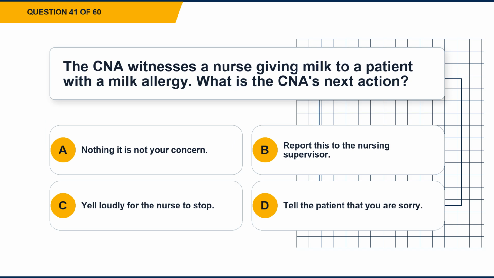microorganisms. Question 41. The CNA witnesses a nurse giving milk to a patient with a milk allergy. What is the CNA's next action? Option A, nothing, it is not your concern. Option B, report this to the nursing supervisor. Option C, yell loudly for the nurse to stop. Option D, tell the patient that you are sorry.